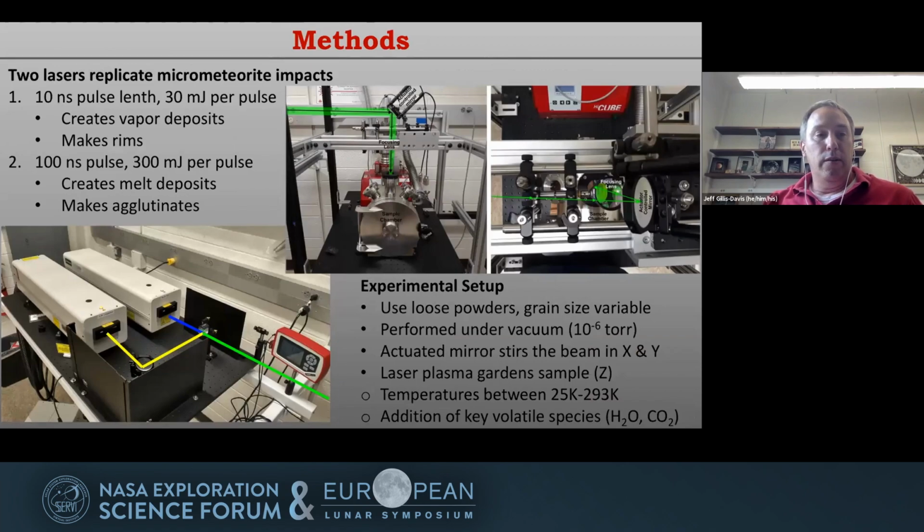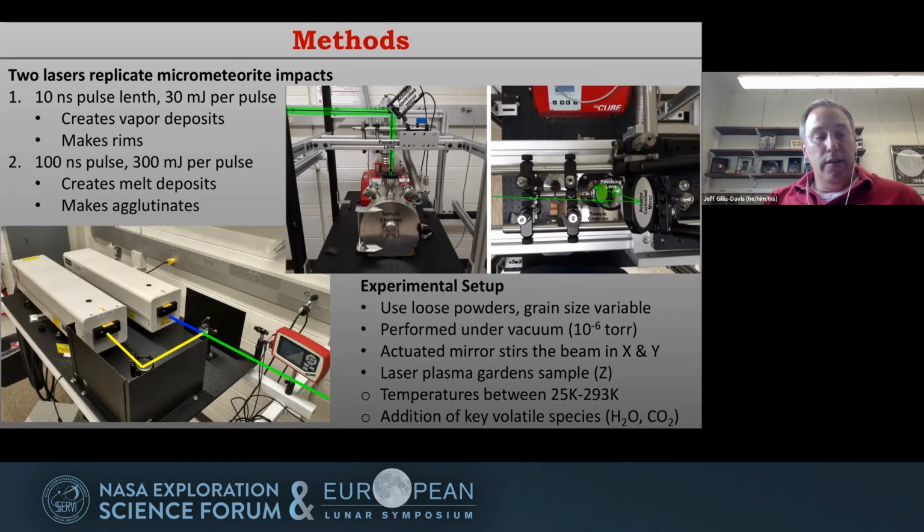So our motivation was to add a second laser. For typical lunar space weathering, we use the short pulse, as I mentioned before, which is a 10 nanosecond pulse length. That's about 30 millijoules per pulse. And this creates a lot of vapor and makes rims on materials. But what we've added is a longer pulse, 100 nanosecond pulse, higher energy at 300 millijoules per pulse. This creates more of the melt deposits and makes agglutinates.